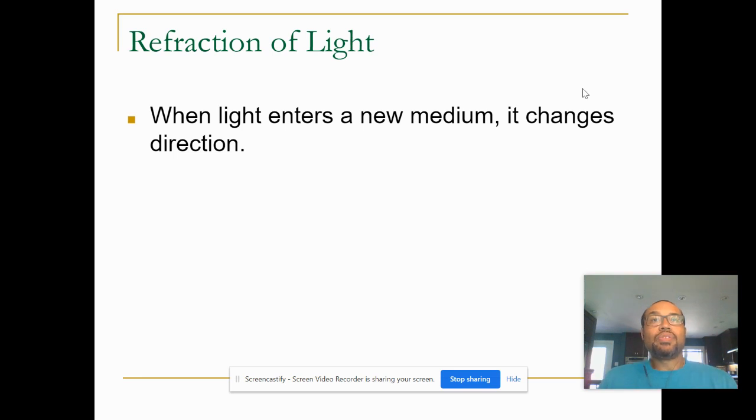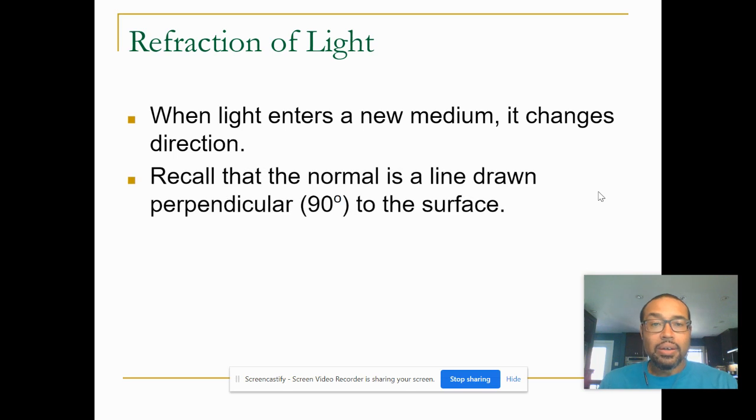So, because of this apparent slowdown, how does that affect the direction that the light ray travels? Well, let's take a look. When a light ray hits a new medium, going from air into water or air into glass, it's actually going to bend. And the direction in which it bends depends on the densities of those two mediums that it's going through.